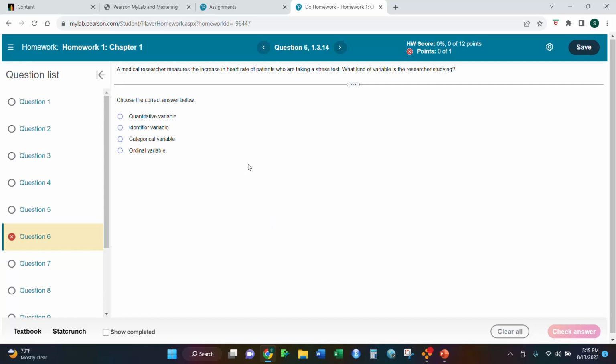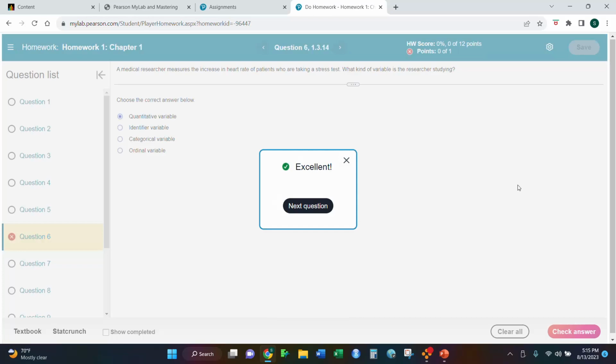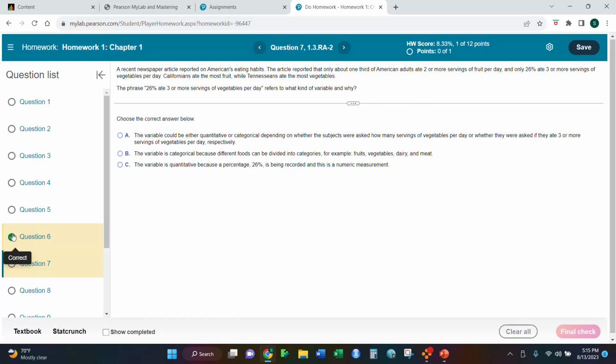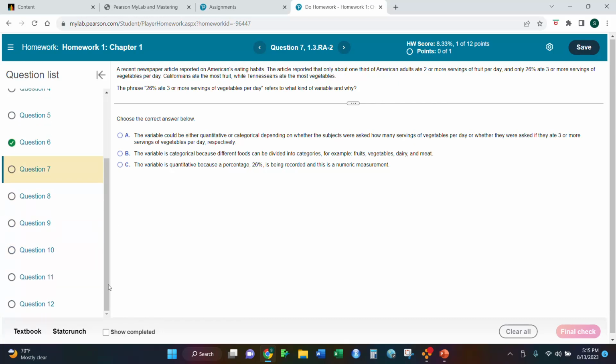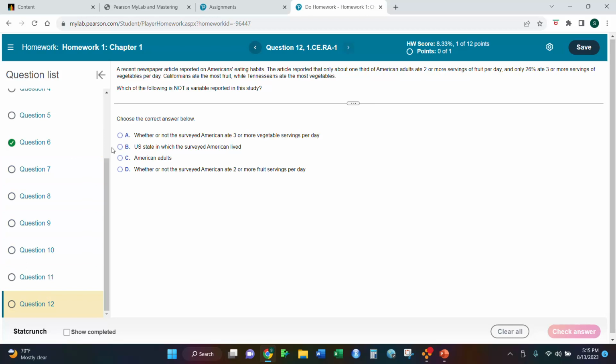In this case, because we don't have any numbers, it's essentially the same question. A medical researcher measures the increase in heart rate of patients who are taking a stress test. What kind of variable is the researcher studying? All right, that's going to be a quantitative variable. Check answer. Excellent. Next question. Where I had a red X before, I now have a green check mark. I want to see if there are any questions that actually deal with numbers on the first homework assignment. I want to say there aren't.